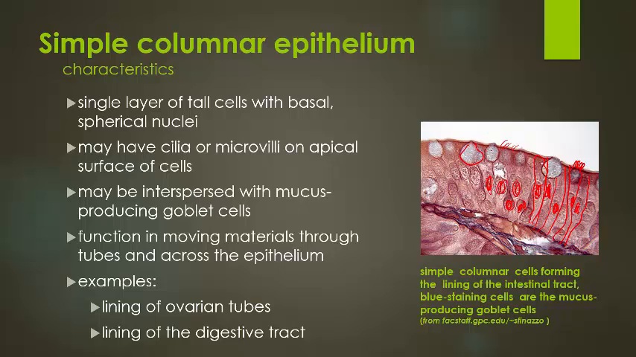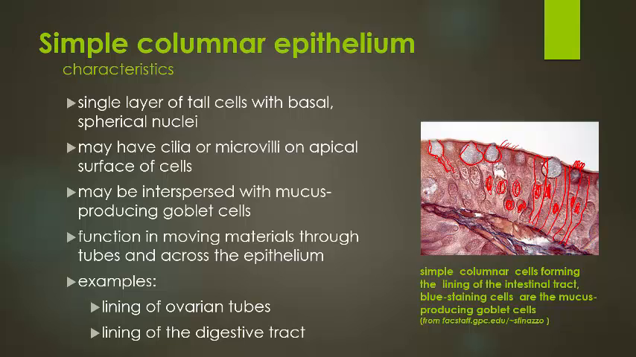This lighter colored cell, that's called a goblet cell. You can kind of see the goblet. Here's the drinking portion of the goblet, and here's the stem of the goblet. On this one, you can make that out better than in the others. So they may be interspersed with these mucus-producing goblet cells. And they function primarily in moving materials through the tubes or in moving stuff across the epithelium.